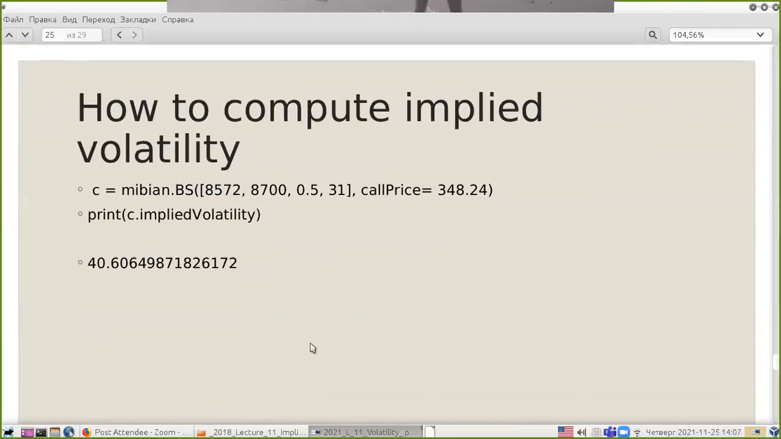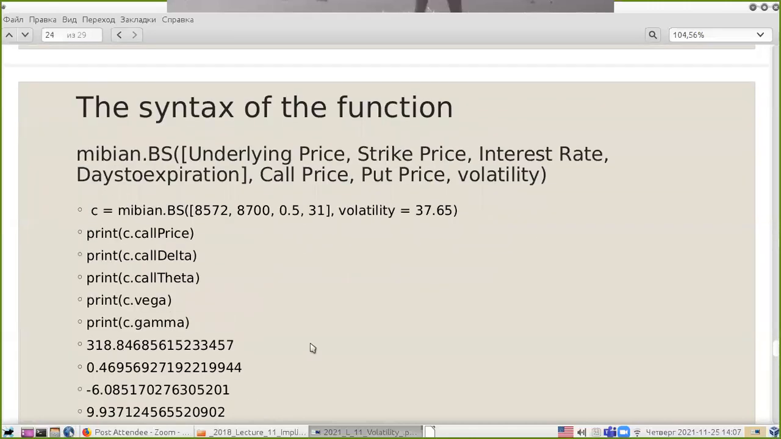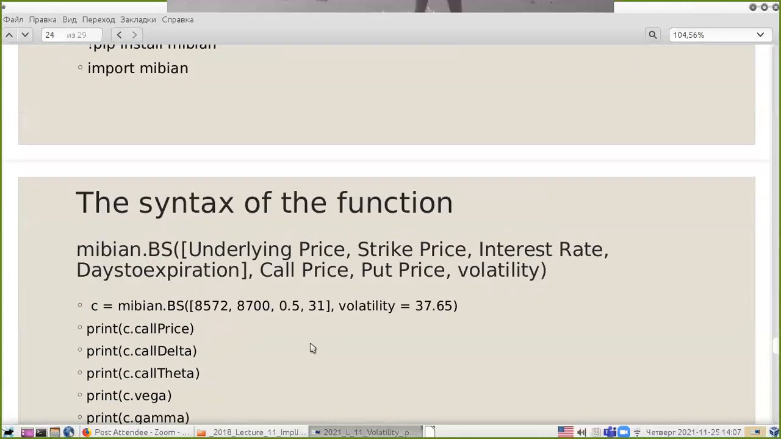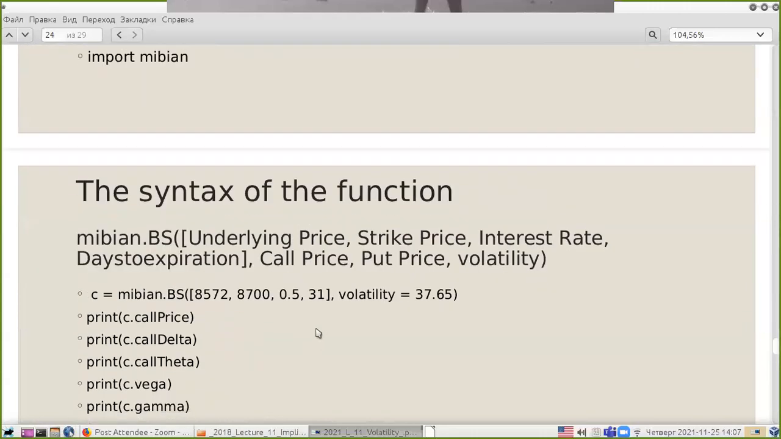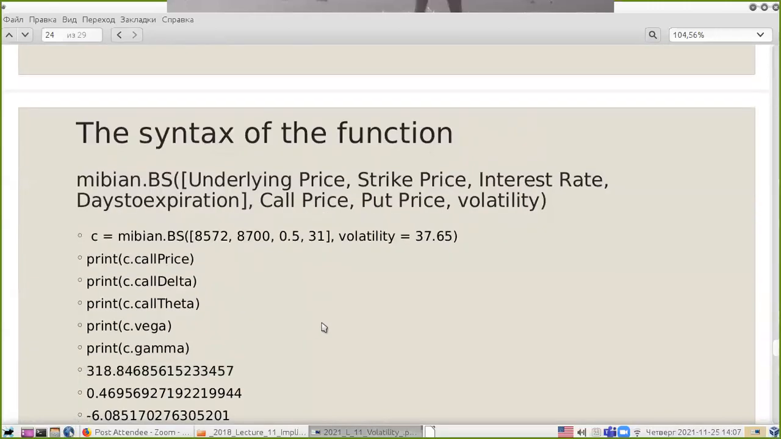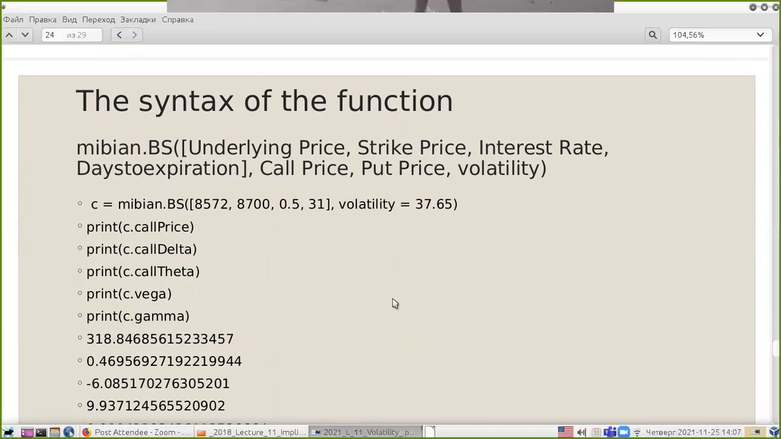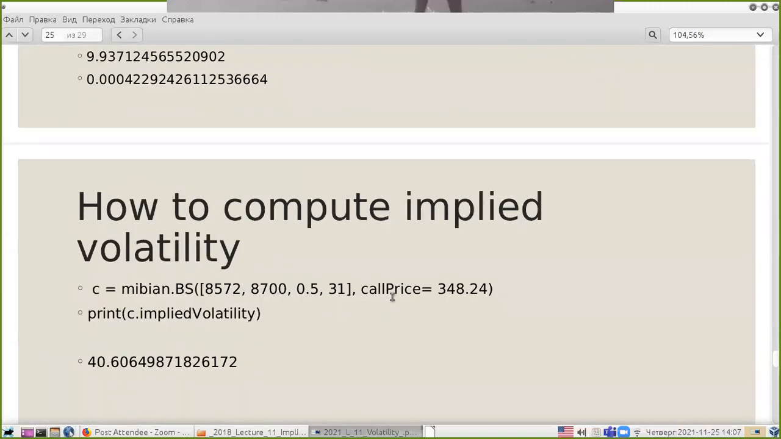So I would like you to learn how you can do this both in Excel and in Python. Do you have any questions about the syntax of this function? No?